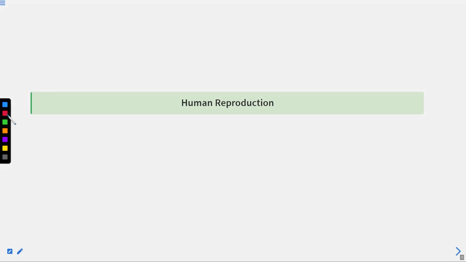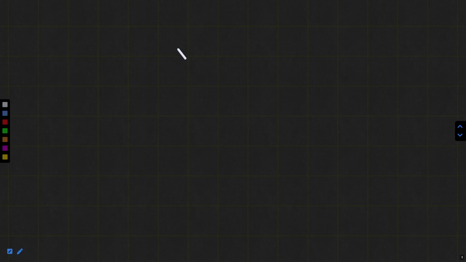Humans are quite complex, higher organisms, and sexual reproduction takes place in humans. So what is involved in sexual reproduction? Let's talk about this. Humans undergo sexual reproduction, and sexual reproduction involves two parents, which means it is biparental.